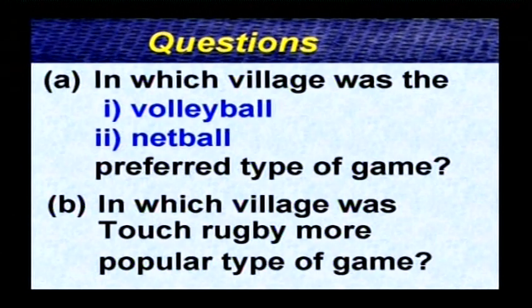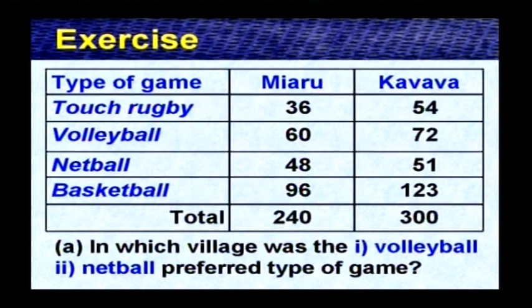Now, our question is, we have two questions there. Question A, we have 1 and 2. In which village was volleyball the preferred type of game? In other words, in which village was that game most preferred? So we will go back to the table and try to identify and compare those two. Okay, volleyball, from Meru we have 60, and Kawawa we have 72.